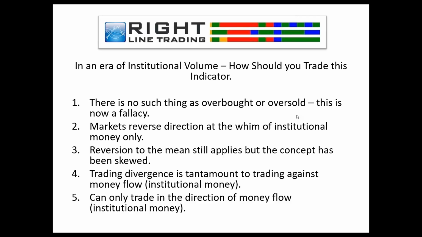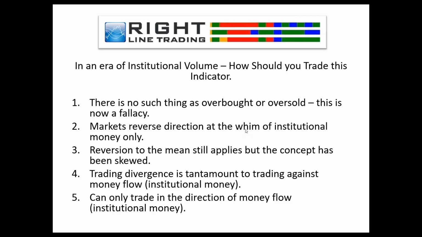Because the high or the low is created solely by institutional money. They can push the market as far off the mean as they want to, and it's simply going to retrace to the mean when they're done with it. And the problem is you never know for sure when they're done. So the only direction that you can trade is in the direction of that big money.